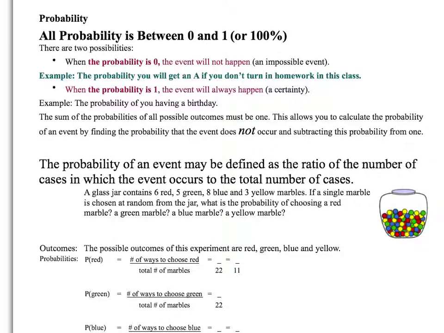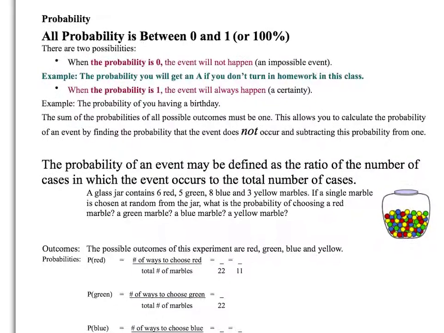Okay, so welcome to probability, the last section of Module 6 and the last piece of the Module 6 worksheet pack. So when we're talking about probability, we can say that all probabilities are between 0 and 1, where 0 represents 0%, and a probability of 1 represents 100%.